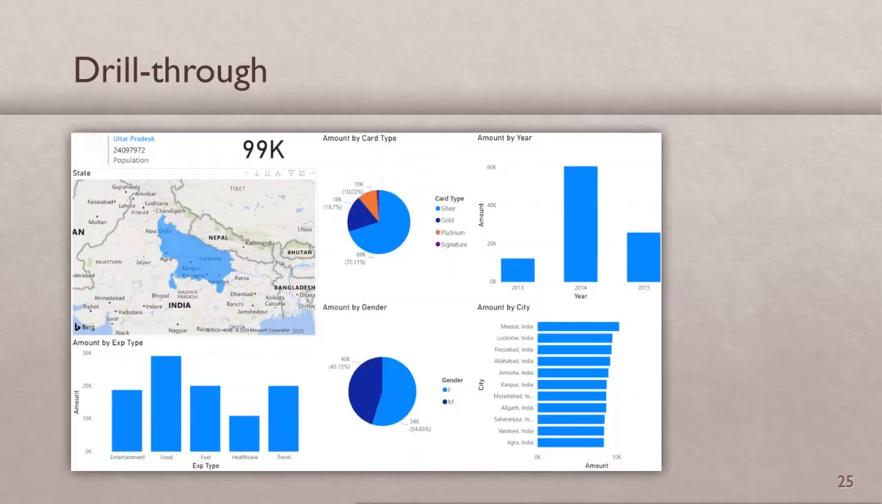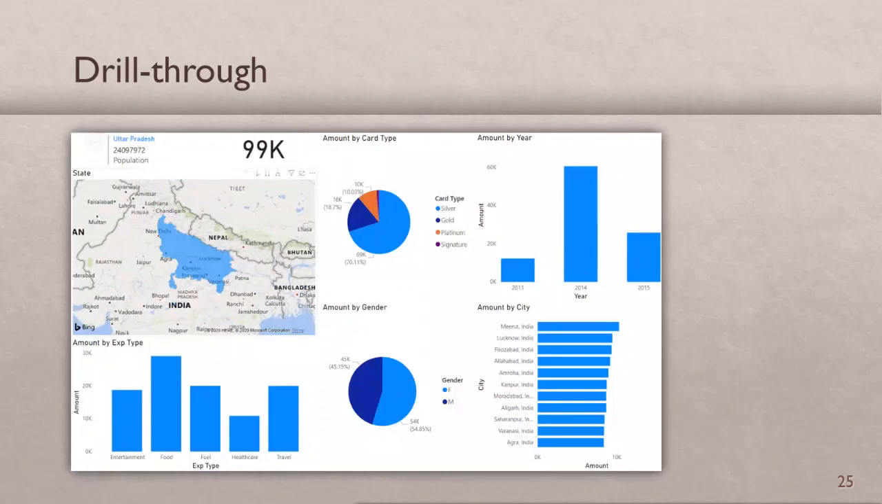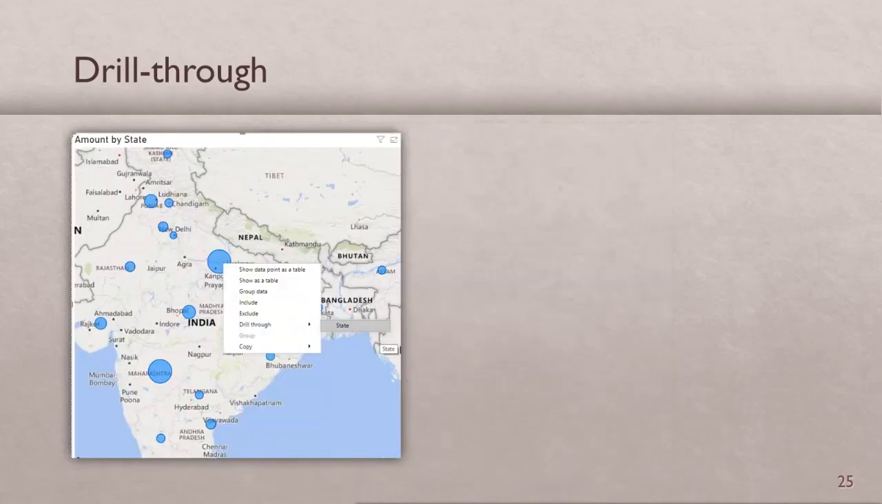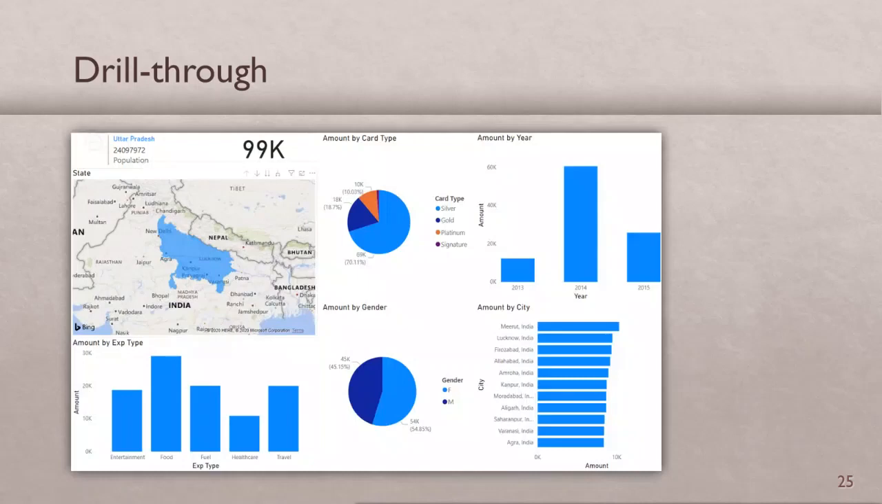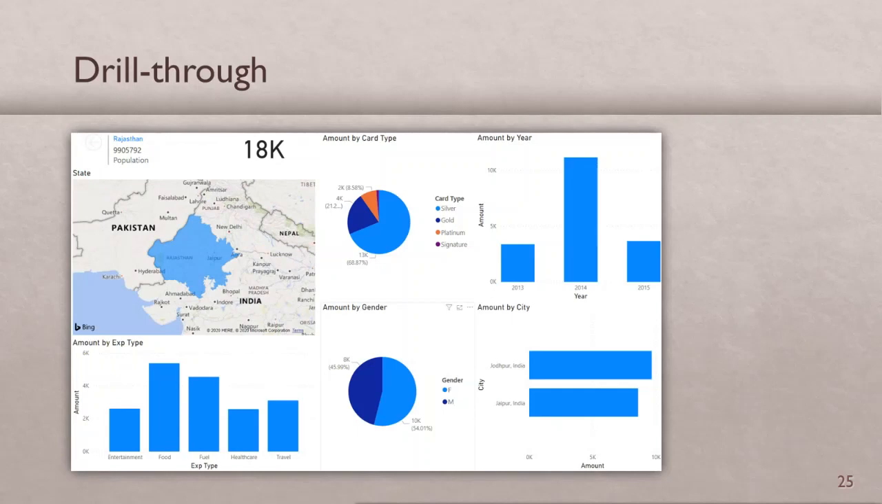Now it is going to show you that particular state. So now it is showing you details of that state. You can understand, come back and then maybe choose another state. In this case, I am choosing another state, Rajasthan. Again, I'm doing drill through. Now you'll get the similar kind of interactive dashboard, but this time the filter is Rajasthan. So this is called drill through.